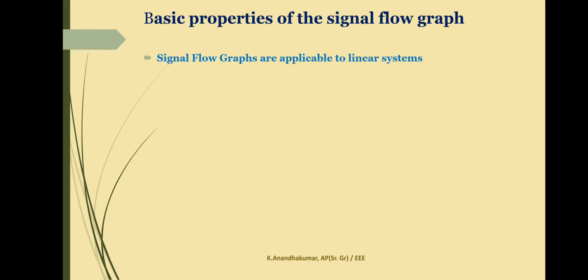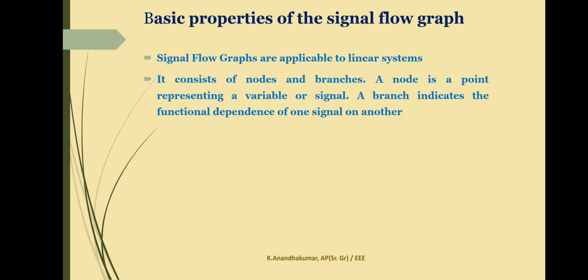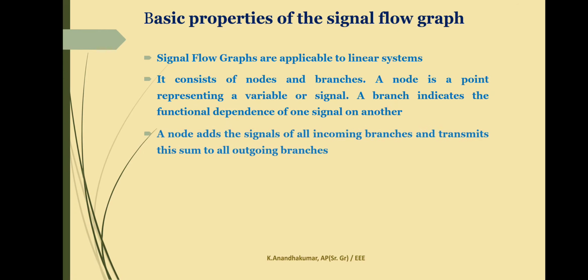What are the basic properties of the signal flow graph? Signal flow graphs are only applicable to linear systems. Linear systems are the systems which satisfy the superposition principle. The signal flow graph consists of nodes and branches. A node is a point representing a variable or signal. A branch indicates the functional dependence of one signal on another. A node adds the signals of all incoming branches and transmits this sum to all outgoing branches.